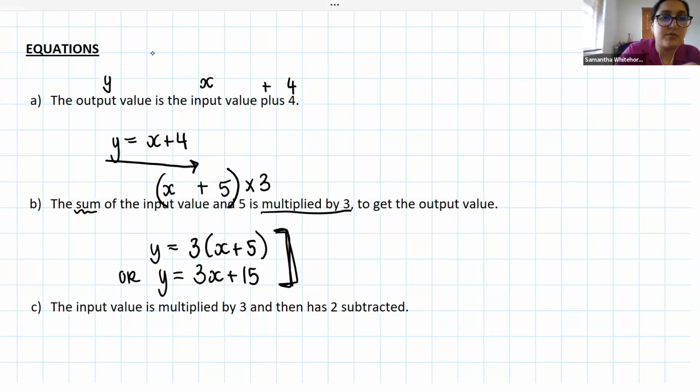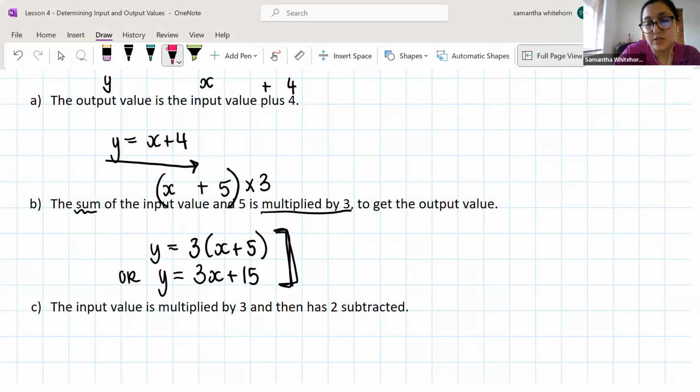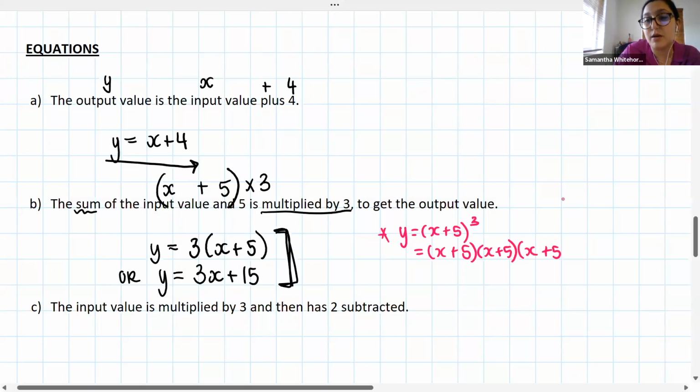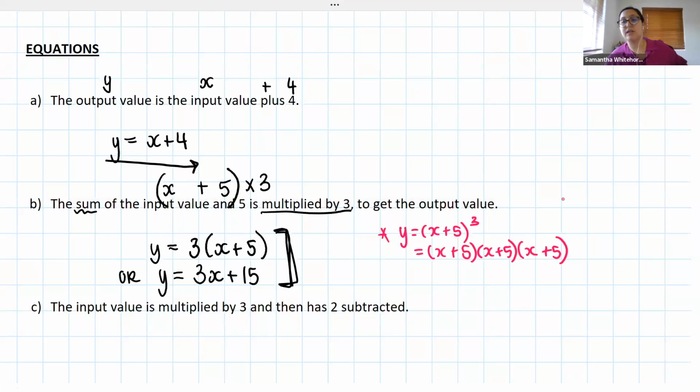Now, please remember that an exponent of 3 is not the same thing. So if we had y is equal to x plus 5 to the power of 3, we're saying that we're multiplying this bracket 3 times. And that's not what we're doing. We're not multiplying it 3 times. We're multiplying it by 3. So again, really important to read our question carefully and make sure that we are understanding what's being said to us.